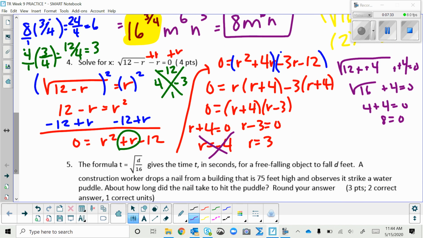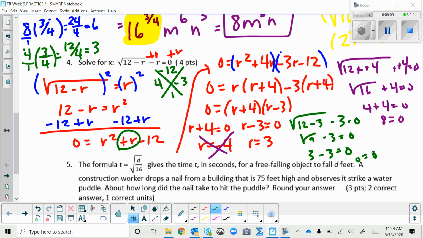And then let me check r equals 3. So I plug 3 into the original one everywhere I see r. So that's 12 minus 3 inside the radical, minus 3 outside. That's square root of 9 minus 3. Square root of 9 is 3. And 3 minus 3 is 0, so 0 equals 0. Checks out. That's my only solution.